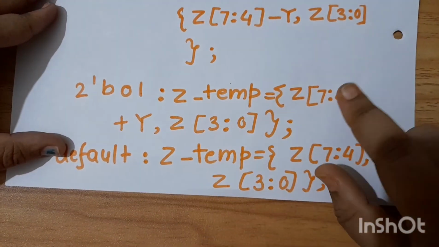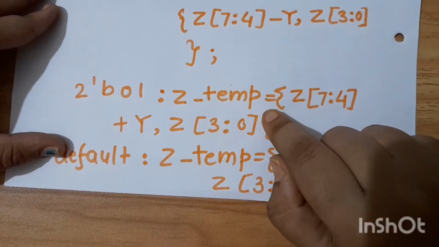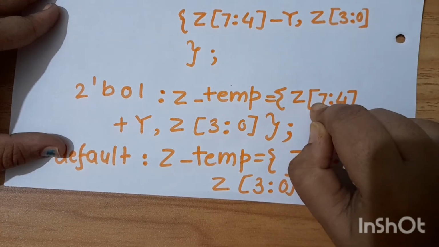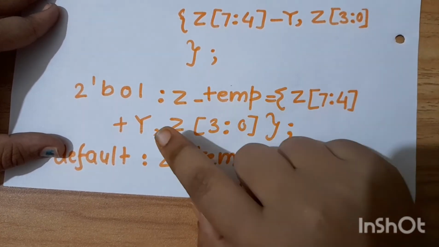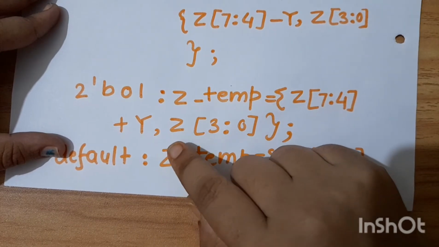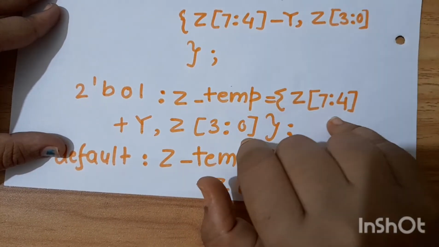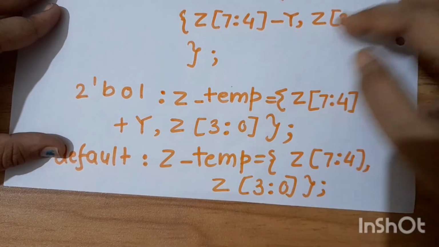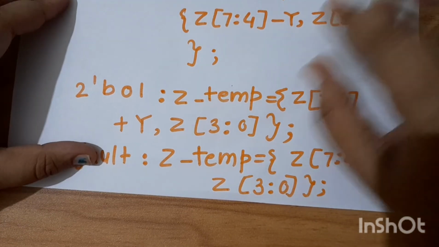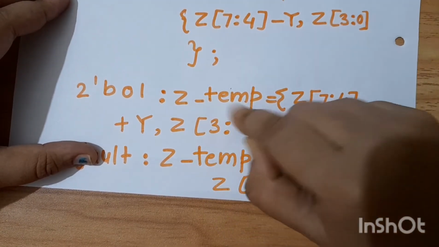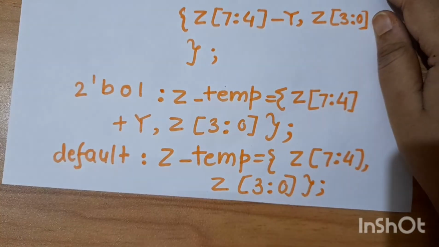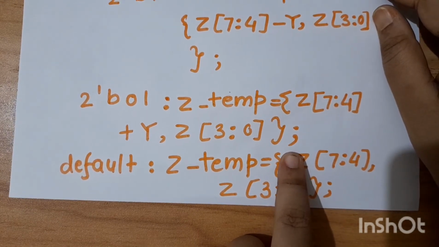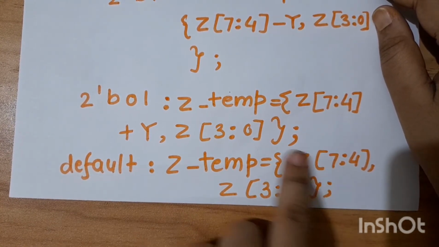Here I will do the addition actually. Z_temp is equal to concatenation of, the first term in the concatenation is what? Z[7:4] plus Y. That is A plus M we do, no? The same thing. So Z[7:4] is actually equivalent to A. So A plus M, and Y is equivalent to M, the multiplicand, comma Z[3:0]. So Z[3:0] will actually carry the Q. And here is the semicolon.